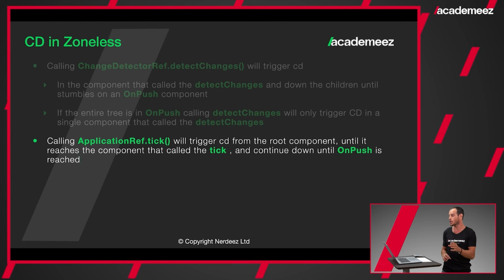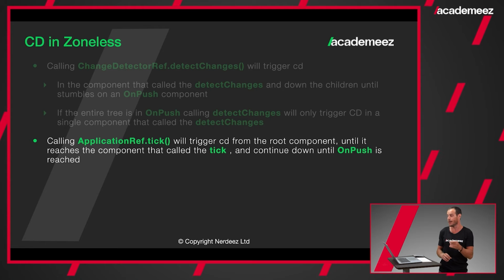Another way to trigger change detection is calling ApplicationRef tick. In this case, tick goes from the top of the tree until it reaches the component that called the tick method, and it continues further down only until it finds an OnPush component. And if your entire tree of components is OnPush, it will start from the root component and reach the component that called the tick method.